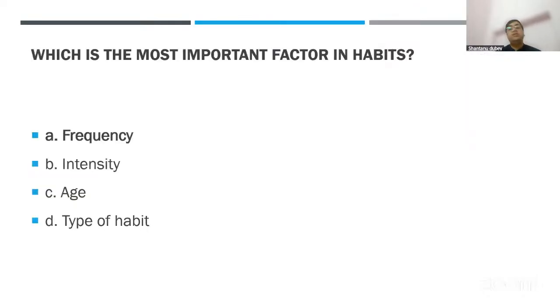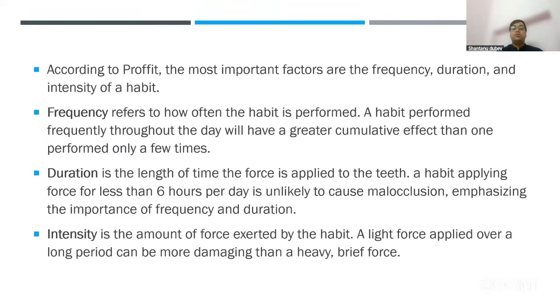So basically it divides the anterior and the posterior regions. The most important factors in habits are three: one is frequency, one is intensity, and the other is duration. So I want you to remember FDI, foreign direct investment. This is something that our government does a lot. So FDI: frequency, duration, and intensity. These are the three important parts of a habit. Frequency is how often the habit is performed, duration is the length of time it is performed, and intensity is the amount of force exerted by the habit.